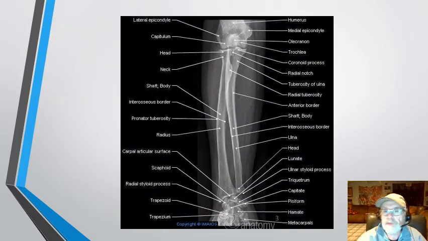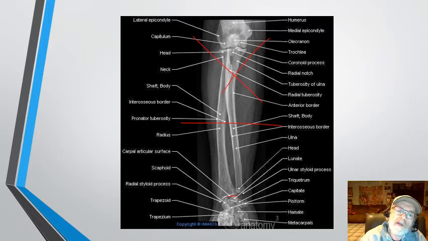Big deal. Okay. Some more radiographs that we could see. We've seen everything up in here, so we know all this proximal stuff. Here's the distal radial joint.